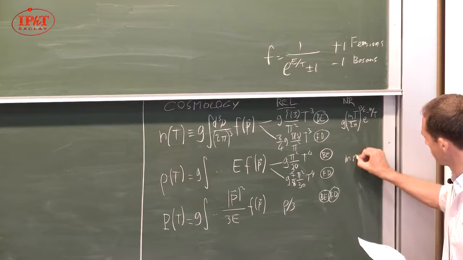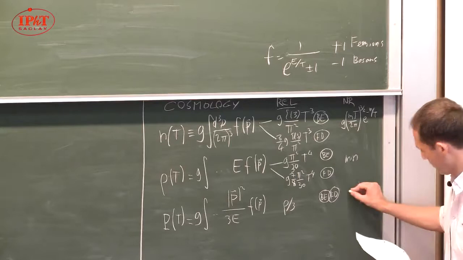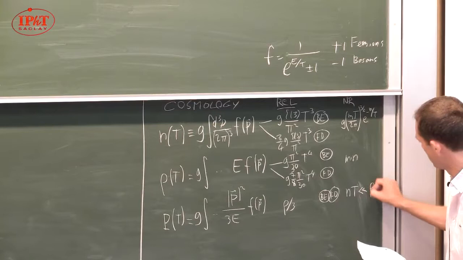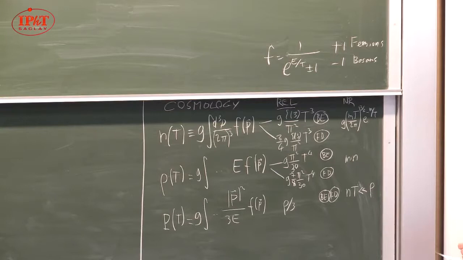And instead, the pressure is the number density multiplied by the temperature, which is typically much, much smaller than the density. So typically, we put this to zero. And indeed, non-relativistic matter is pressureless. Okay?